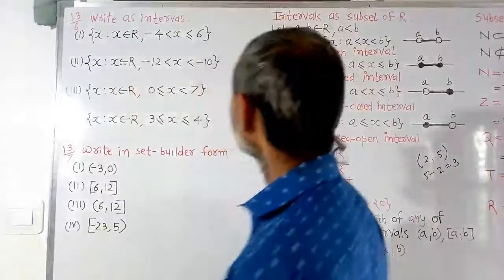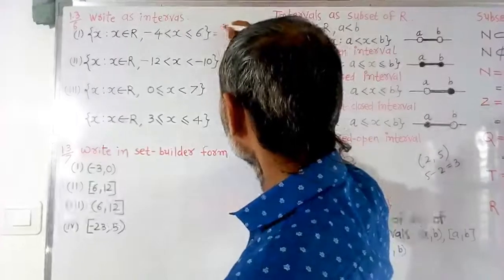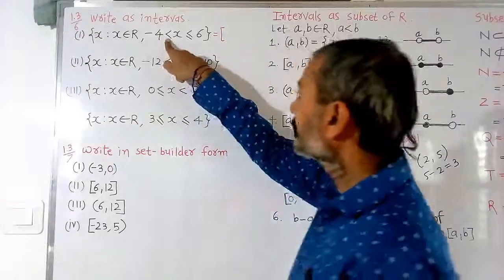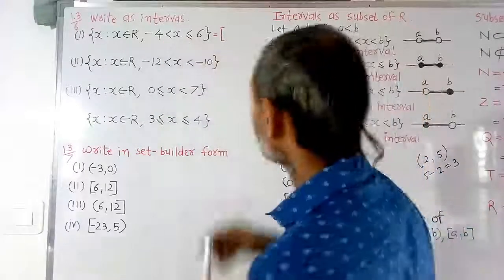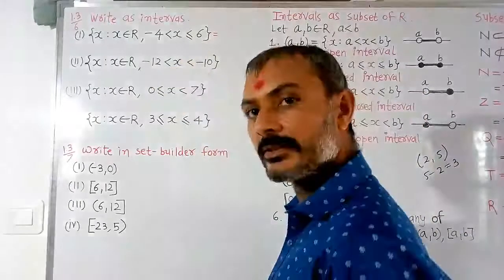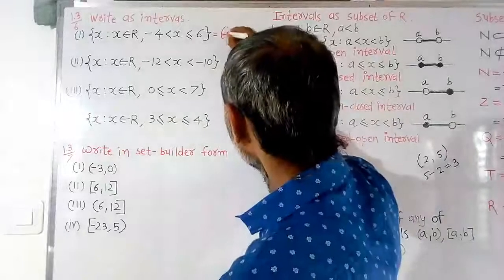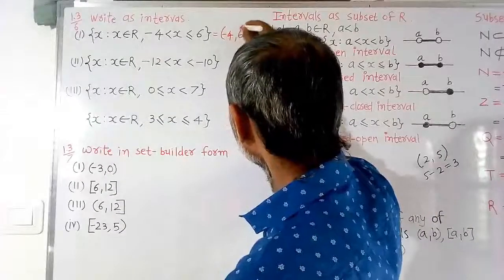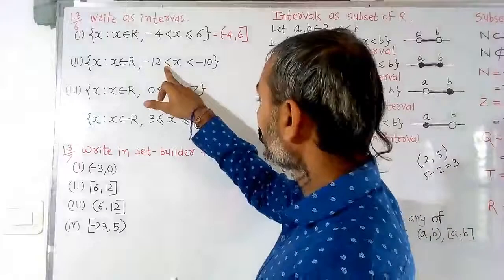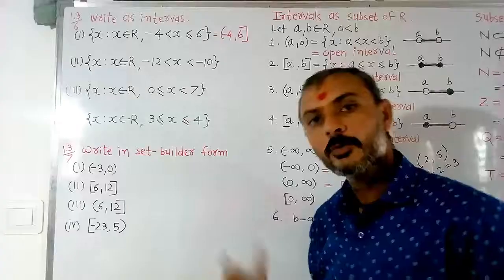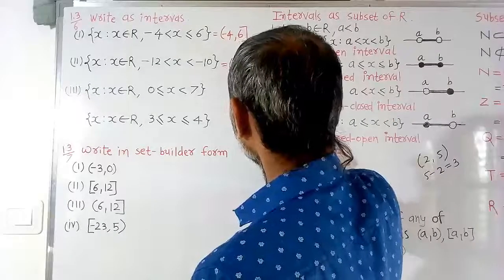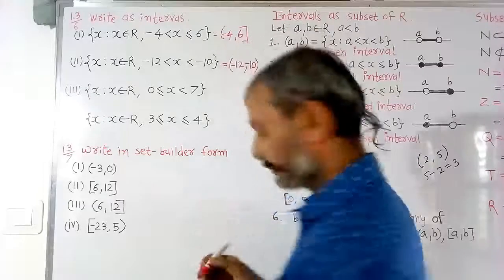So what is the answer here? Tell me. See here, less than only, and here less than or equal to. So this side is open, this side is closed. So open minus 4, close 6. Okay. Here both signs are less than. So open interval, very clear. So this is open interval minus 12 comma minus 10.